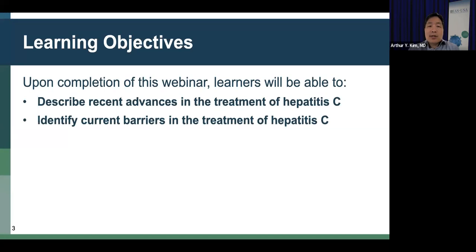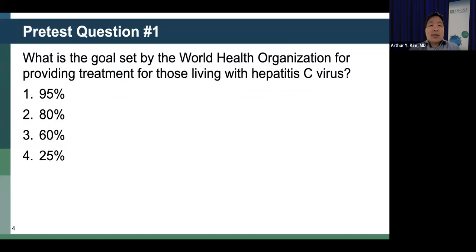We'll also talk about the current barriers that remain in the treatment of hepatitis C, and in particular, as it relates to elimination. Now, when we're talking about elimination, the WHO has set some goals.